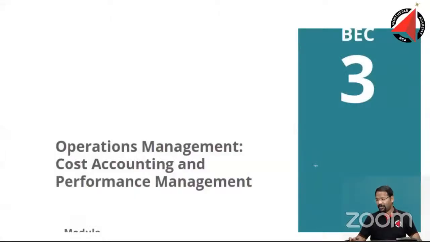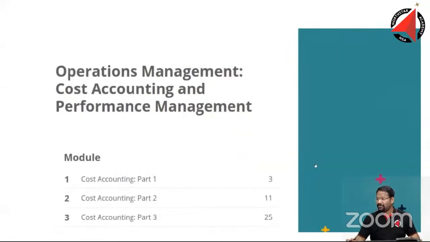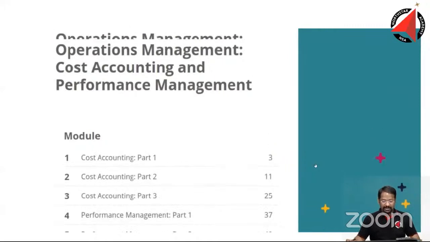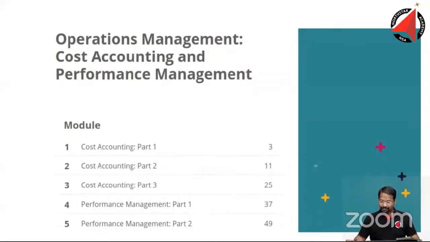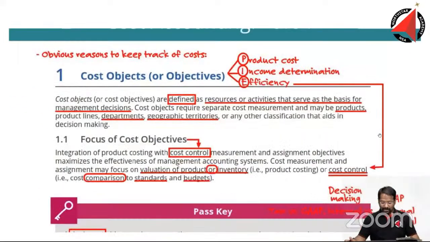All right. Can we start with B3? Yes. Are we all in together? Yes. So take me through the B3 content once again. I missed making a note of it. Okay, fine. B3: operations management, cost accounting, and performance management. This is the entire syllabus. All right, fine. Let's get started. Let's enjoy the class today.